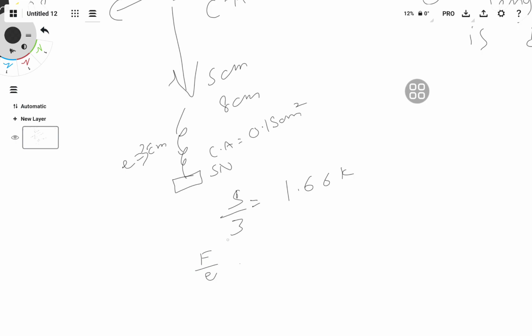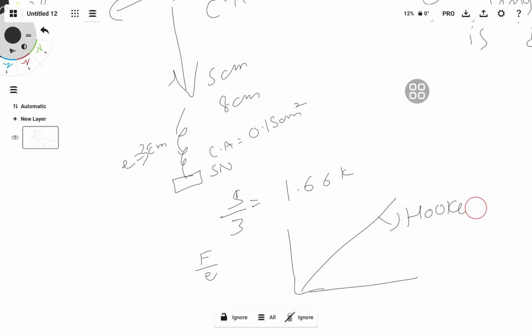force over extension. So basically if we have a force like this, if it goes straight like this, then it's obeying Hooke's law, which says that the force is directly proportional to the extension. They are basically proportional, increasing steadily with each other.